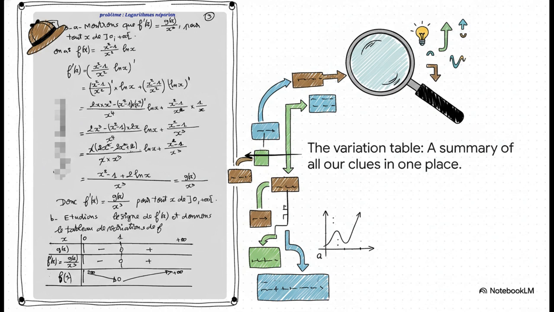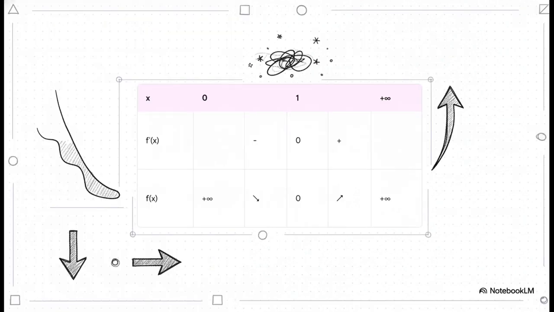All right, it is time to put all of our evidence together on the board. This is the variation table. It's basically the detective summary, taking all our little clues and organizing them to tell the complete story of the function's journey. Let's look at this nice, clean version. It shows everything. Starting from way up at infinity, when x is near 0, the function falls because the derivative is negative until it hits rock bottom, its absolute minimum, at the point (1, 0). Then the derivative turns positive, and the function starts climbing again, forever, towards infinity. The entire plot, all in one simple table.